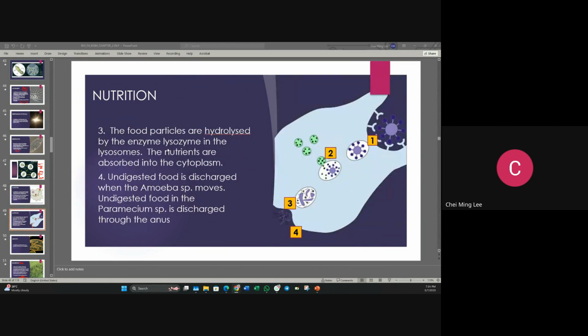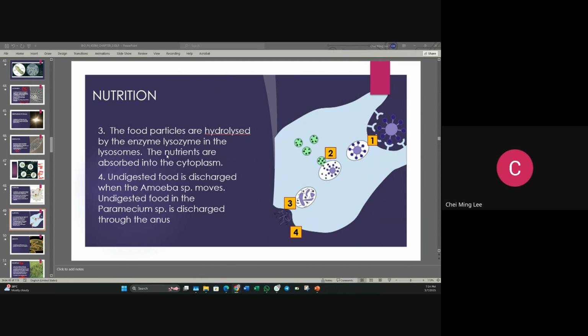Okay, next. Then the food particles are hydrolyzed by the enzyme lysozyme in the lysosome. So the nutrients are absorbed into the cytoplasm. Then the undigested food will be discharged. After that, it will be discharged when the amoeba moves. The undigested food in the paramecium will be discharged through the anus.